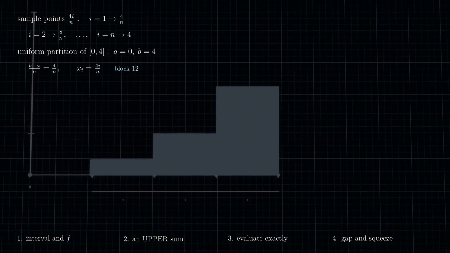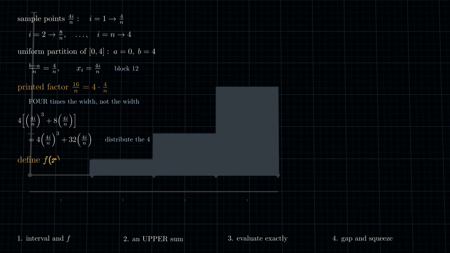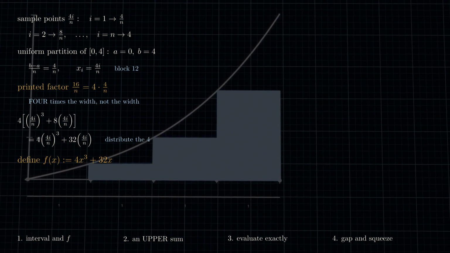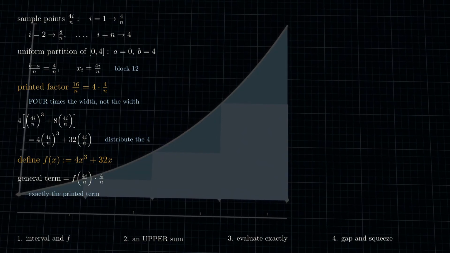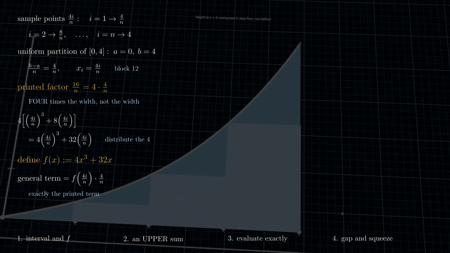But the factor in front is not 4 over n. It is 16 over n. Not the width, but 4 times the width, because 16 over n is 4 times 4 over n. So split as printed and absorb the 4 into the function. The general term is the width, 4 over n, times 4 times the bracket. And 4 times the bracket is 4 times (4i over n) cubed, plus 32 times 4i over n. So define f of x to be 4x cubed plus 32x. Then f at 4i over n is exactly that. So the general term is f at 4i over n times the width. A Riemann sum for 4x cubed plus 32x on 0 to 4, sampled at the right-hand end of every strip.